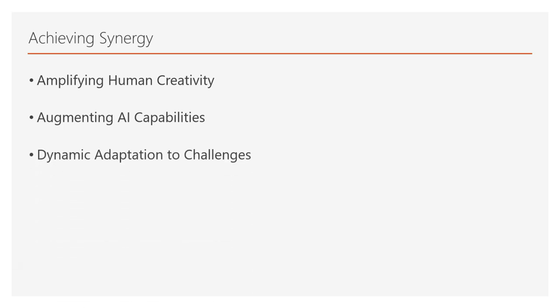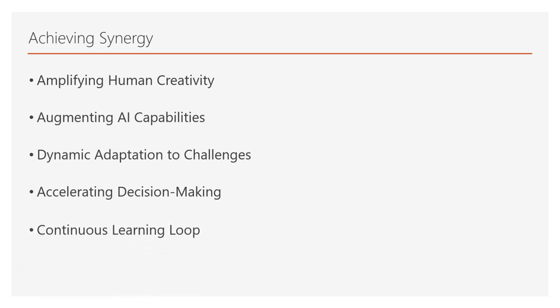Moreover, together, humans and AI form a dynamic duo capable of adapting to a wide range of challenges. Human adaptability and AI's rapid data processing create a synergy that excels in navigating uncertainties and evolving landscapes. In addition to this, the collaboration accelerates decision-making processes. Human intuition combined with AI's data-driven insights results in quicker and more informed decisions, especially in scenarios where time is critical.